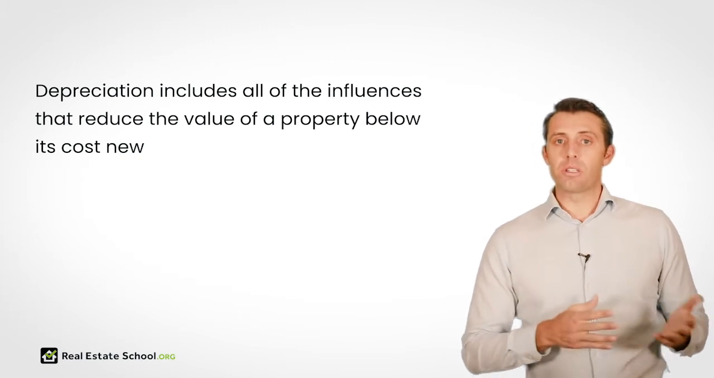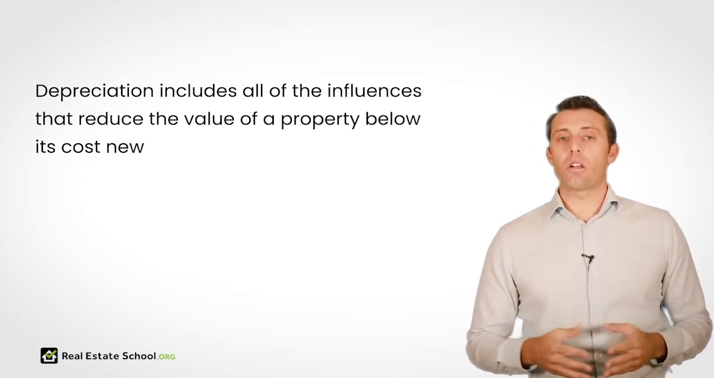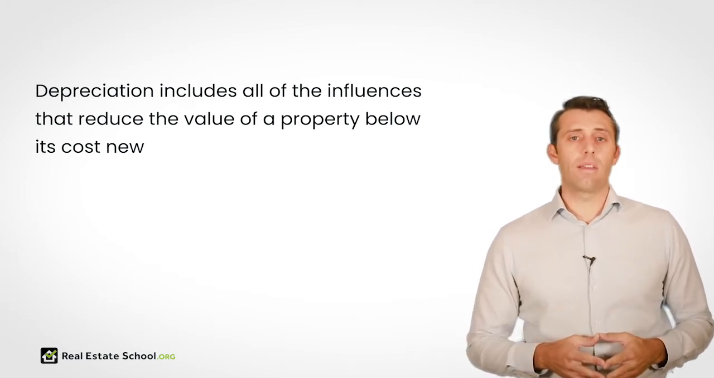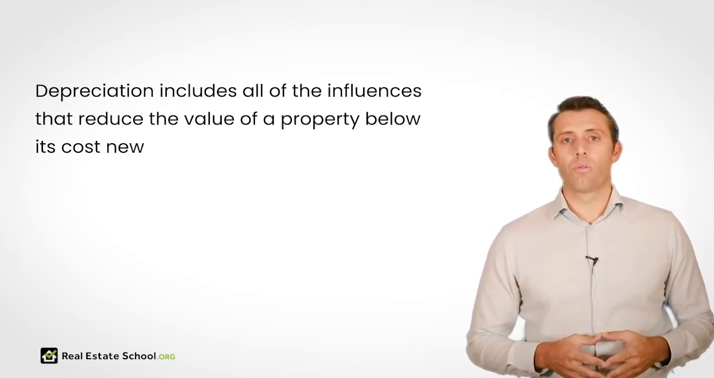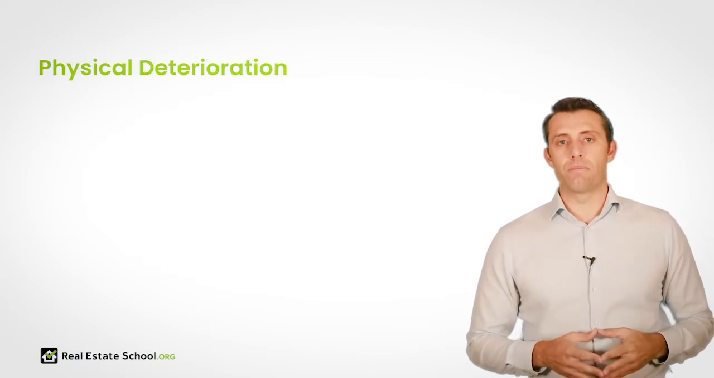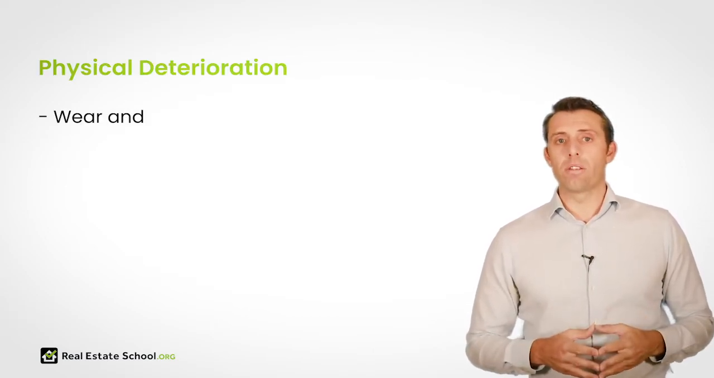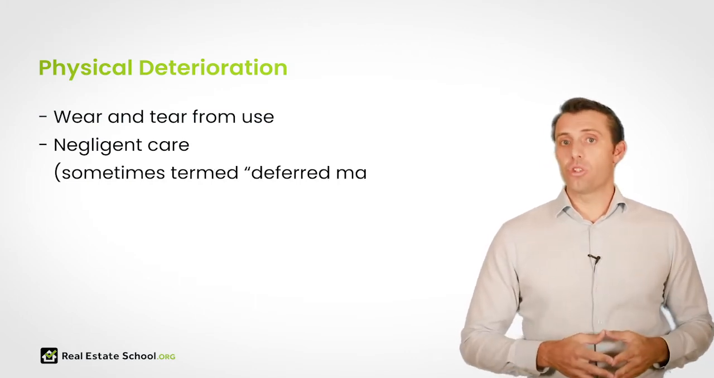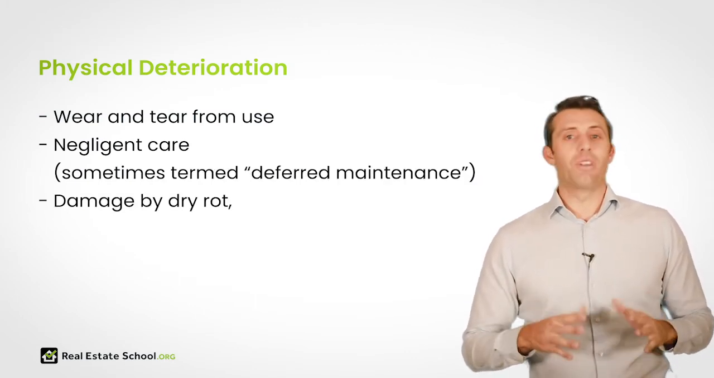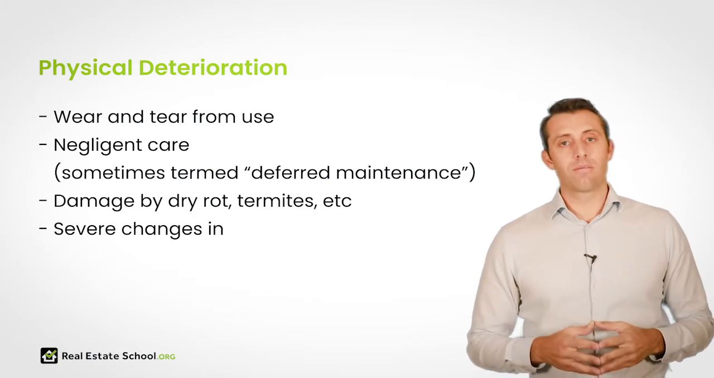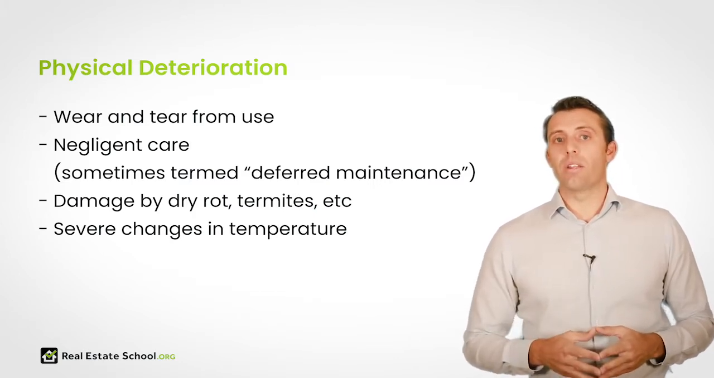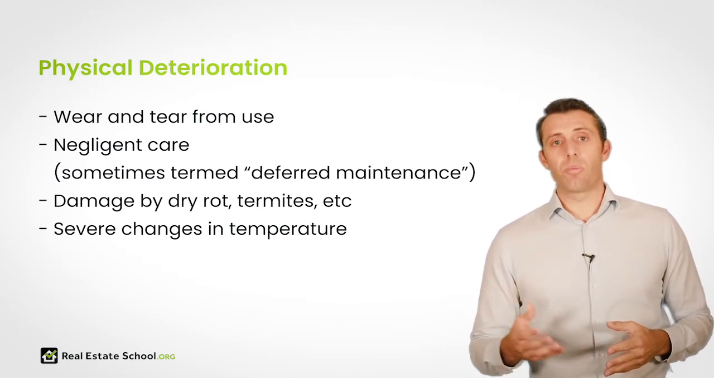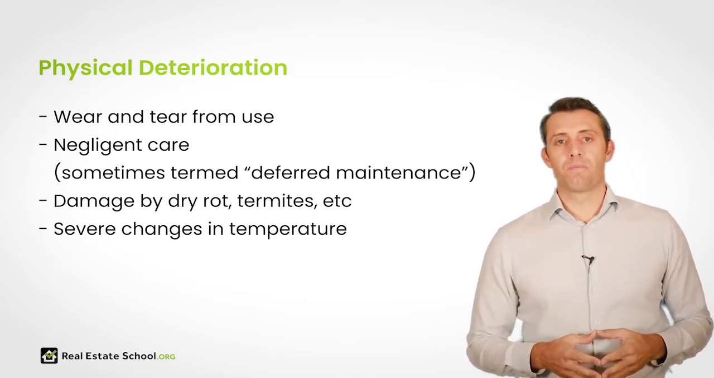Let's go through some examples under the three main causes: physical deterioration, functional obsolescence, and external obsolescence. We'll start with physical deterioration. It can be caused by wear and tear from regular usage, negligent care, which we usually describe with a nicer term, deferred maintenance, damage that occurs by dry rot, termites, etc., or damage caused by severe changes in temperature.